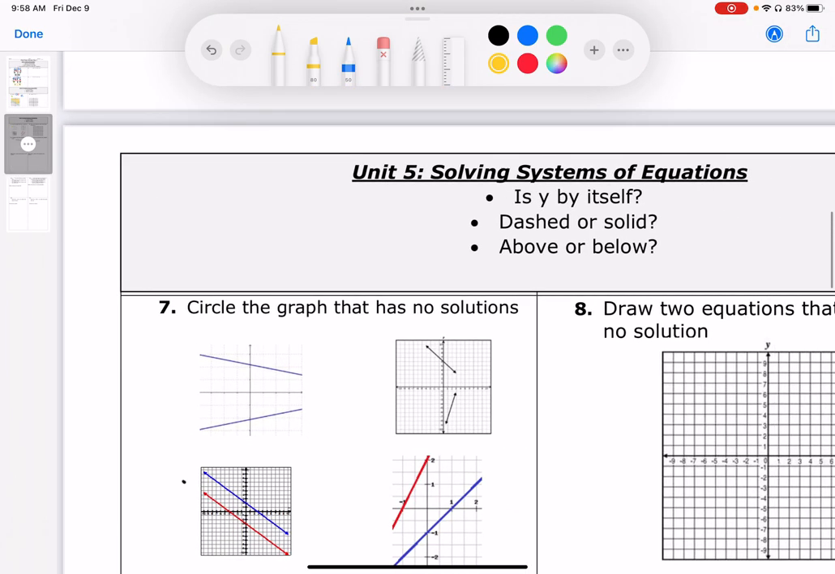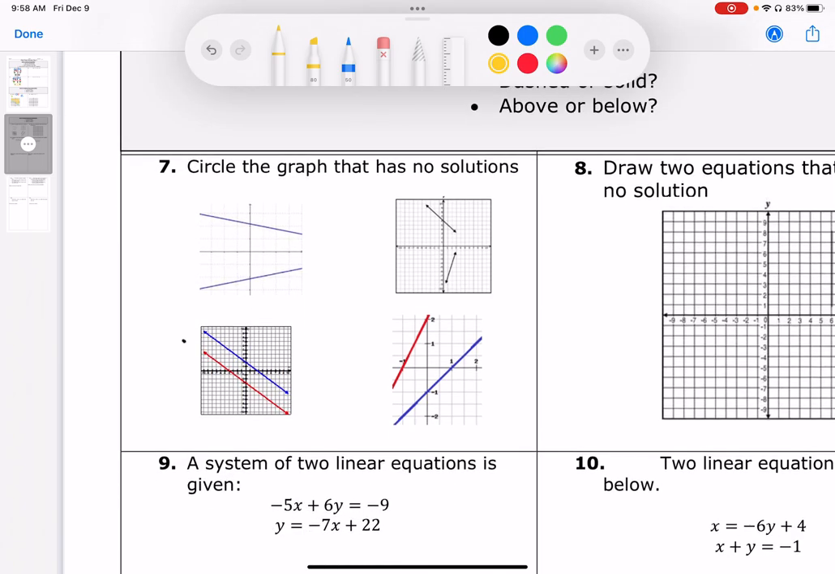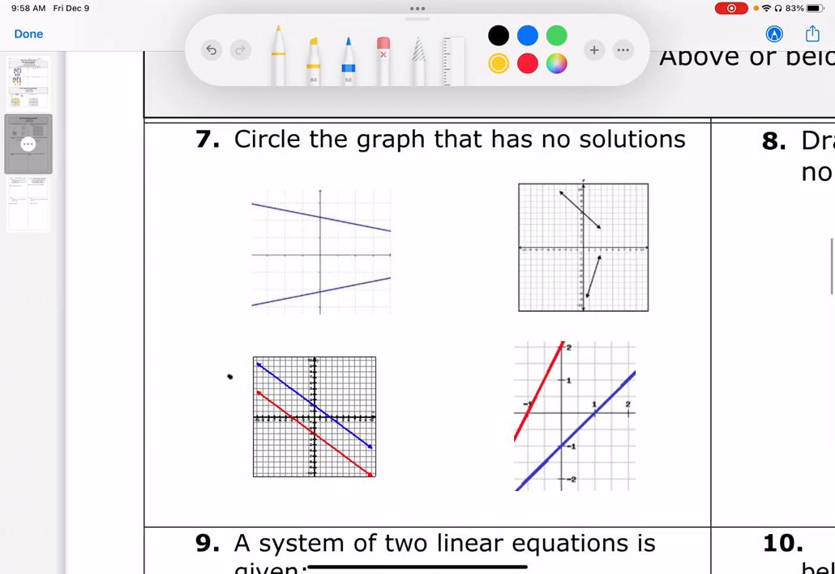Next, we're looking at Unit 5, and that's solving systems of equations. First thing we're going to look at is number 7.